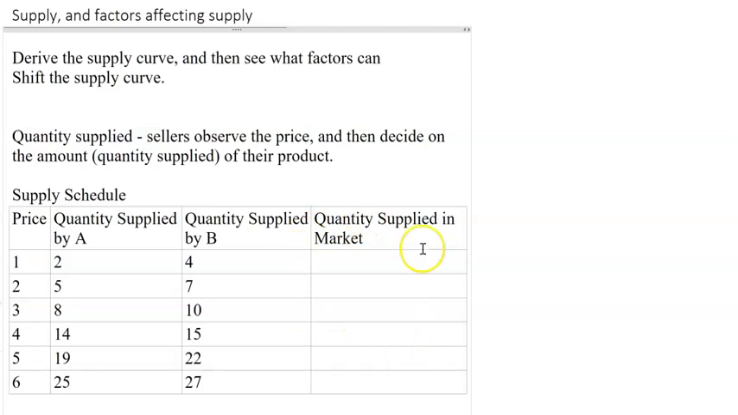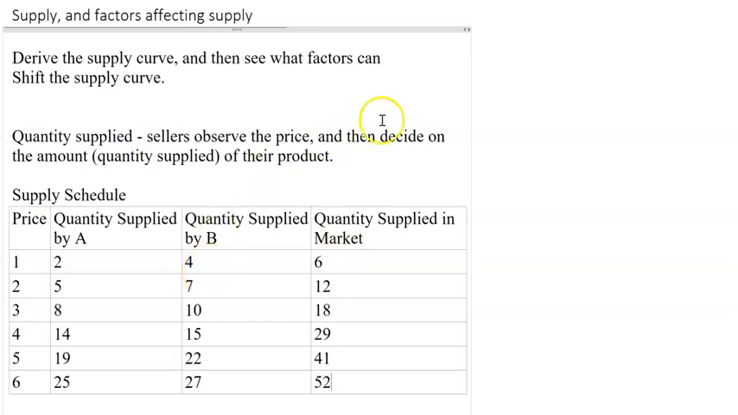So if I'm looking at the quantity supplied, the total amount provided in the market at a given price, I will just add the quantity supplied of each seller. So at $1, there's 6 units being provided in the market, 2 by supplier A and 4 by supplier B. So in total, it's 6. At $2, it is 12. At $3, it is 18. At $4, it is 29. $5, it is 41. And at $6, it is 52.